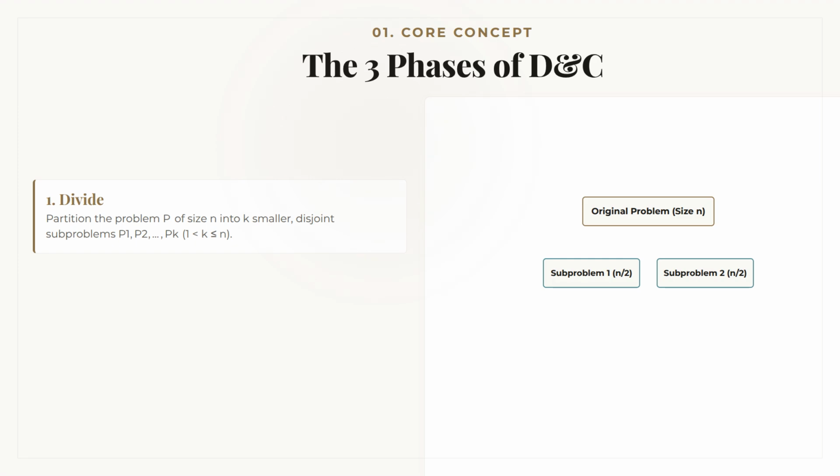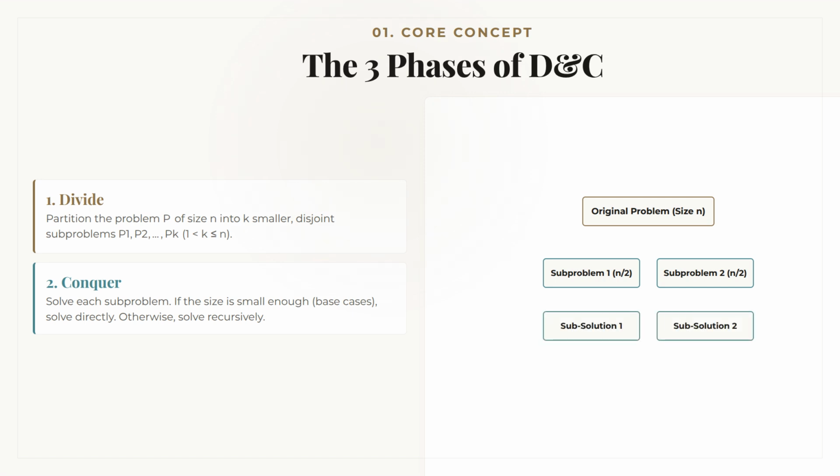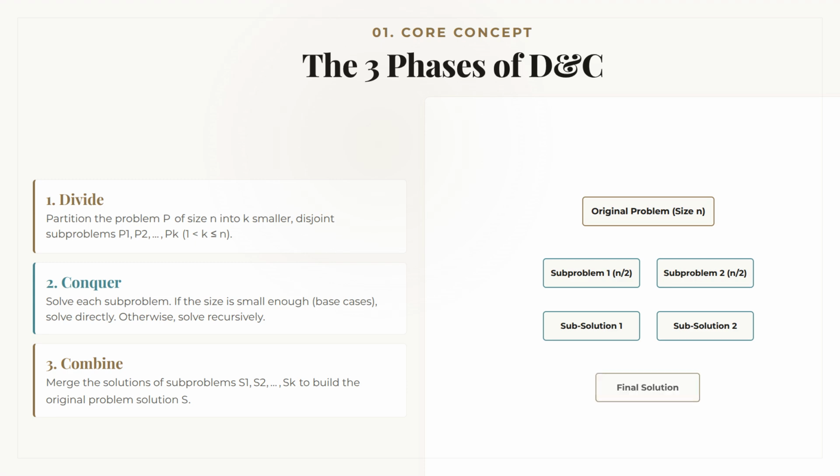Suppose we have a large problem that is difficult to solve directly. Instead of trying to solve it all at once, we divide it into smaller subproblems. Each subproblem resembles the original problem, but has a smaller size. Once the problem is divided, we solve each of these smaller subproblems. If a subproblem is still large, we apply the same strategy again, dividing it further into even smaller subproblems. This recursive process continues until we reach a stage where the problem becomes very small and can be solved directly.